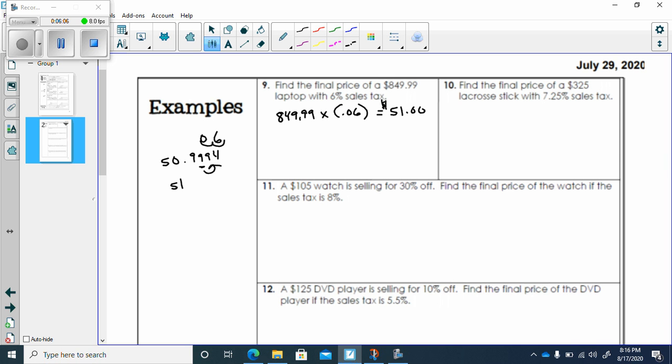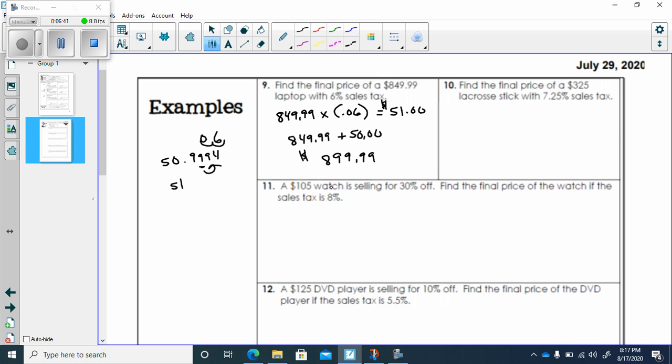I need to add that to my price of my computer, $849.99, plus the $50. And I've got $849.99 plus 50 gives me $899.99. That's the final sale price for the laptop. Now, here we're going to take a discount and then we're going to add sales tax to it.